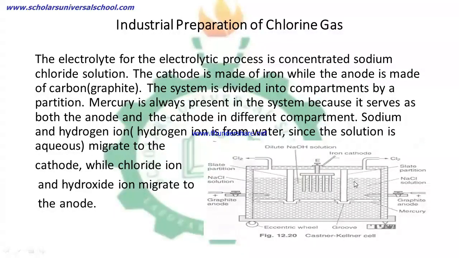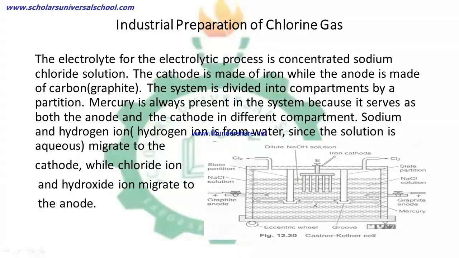This system is divided into three compartments. You have the first compartment, the second, and the third, or vice versa. Mercury is always present in the system because it serves as both the anode and the cathode in different compartments. This is the mercury. As you can see in this compartment, we have no iron cathode here, so the mercury here serves as the iron cathode. But in this compartment, we have no graphite anode.